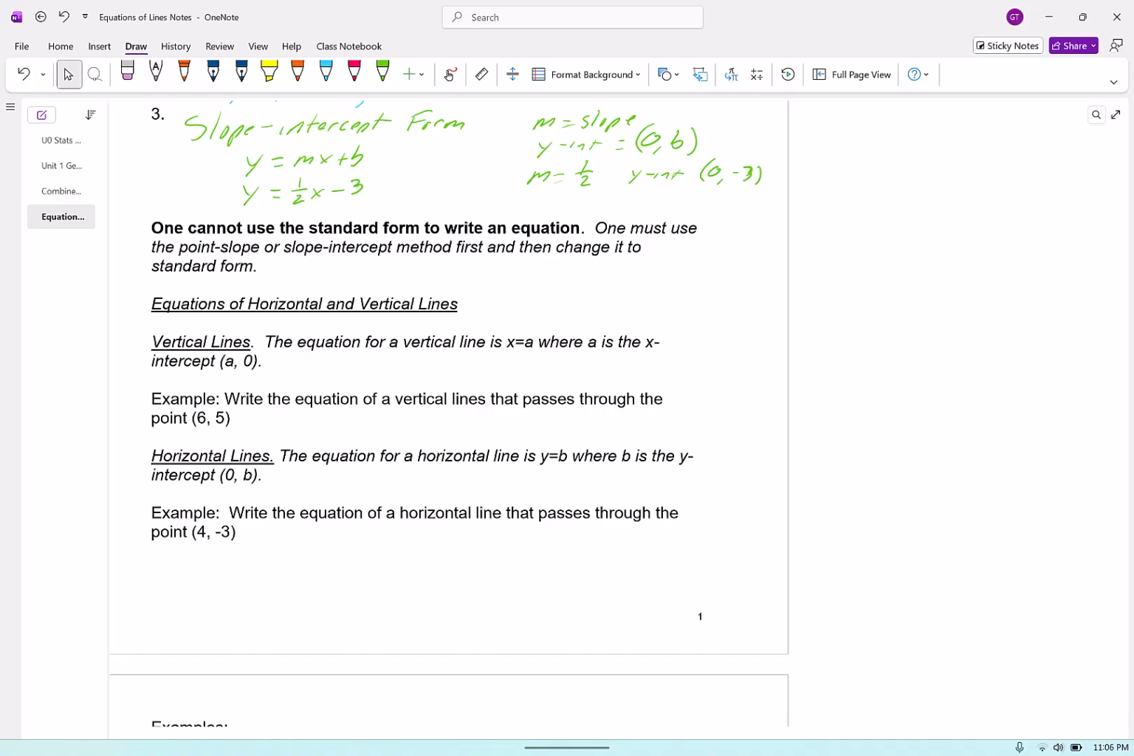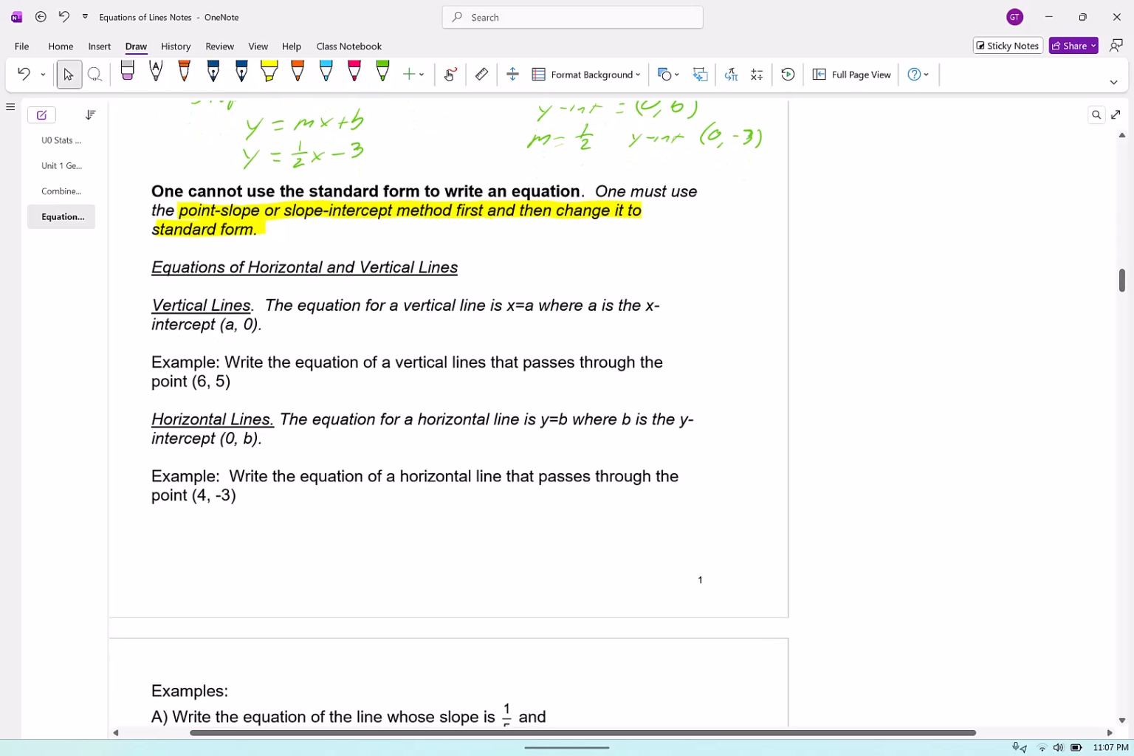So one cannot use the standard form to write an equation. Okay, so you're going to have to use the point-slope, okay, the slope-intercept method first, and then change it to the standard form. Okay, so if a question asks you to write it in standard form, you can't just make that equation up. You're going to have to use the point-slope or the slope-intercept form and then be able to adjust it to the standard form, which we will do practice on. So you'll see what I mean in just a minute.